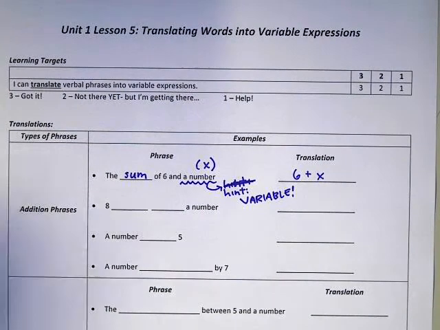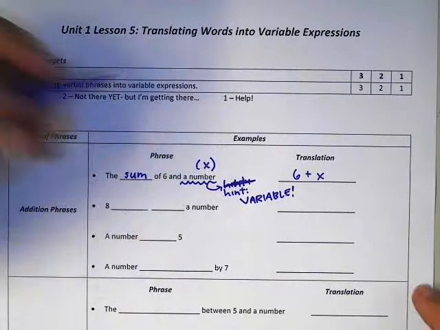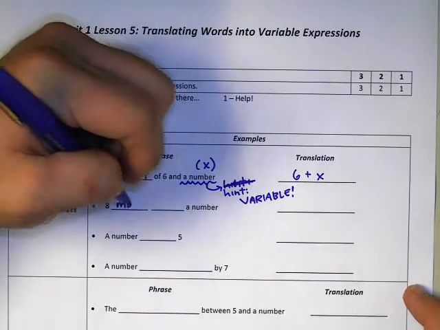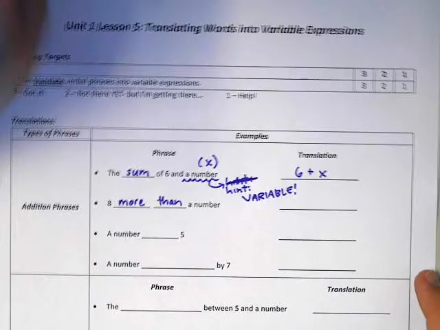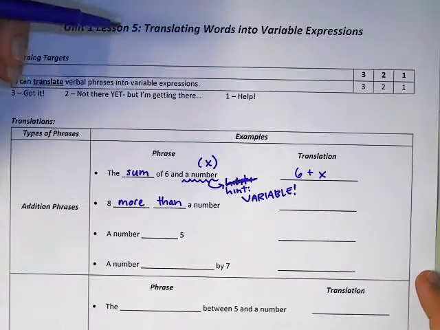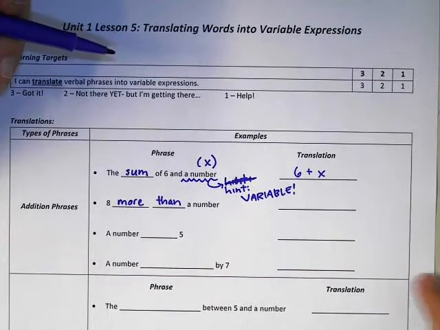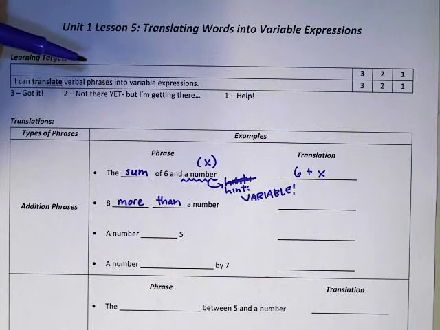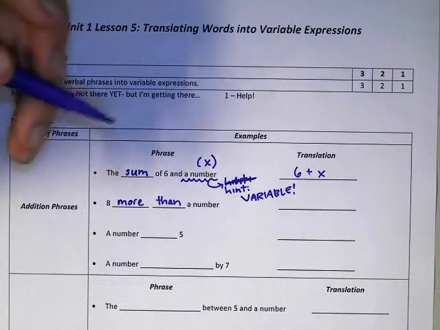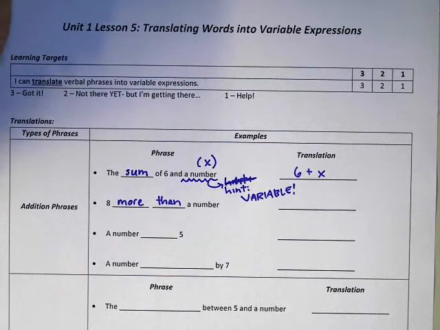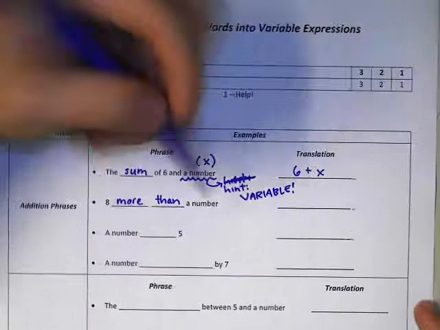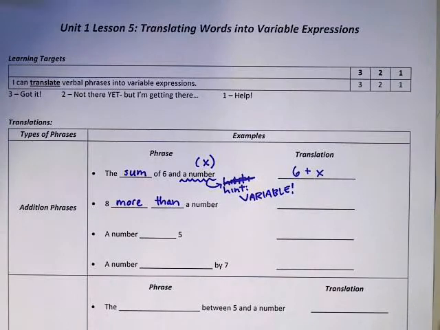Now, our next example. 8 blank blank a number. Okay, so I think that this one is more than, and hopefully you guys agree with me that if we're going to go 8 more than a number, then we have to actually add 8 to the number. Once again, does a number have to be x? No, but it has to be some variable because we have to start with some number that we don't know. And hopefully that makes sense. We don't know the number, so we have to give it a letter. We have to make it a variable.